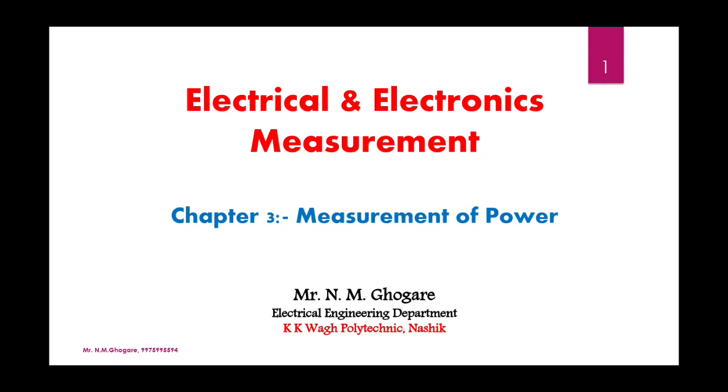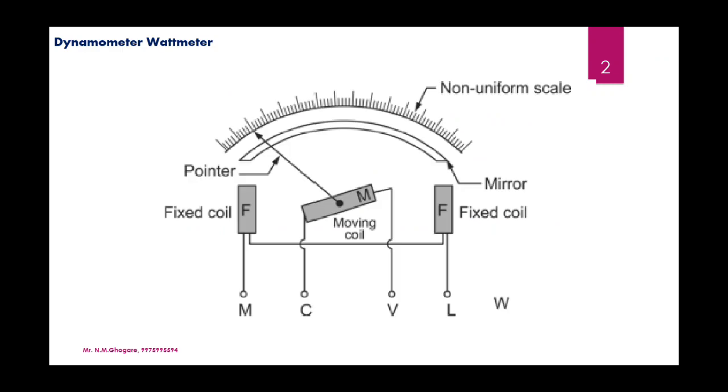Today we will discuss measurement of power, how to measure the power. Power is nothing but the product of voltage and current. There are three types of power: active power, reactive power, and apparent power.